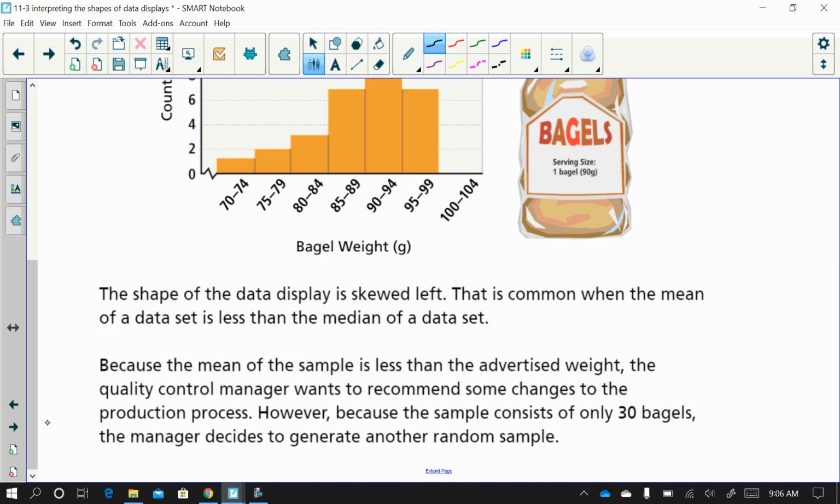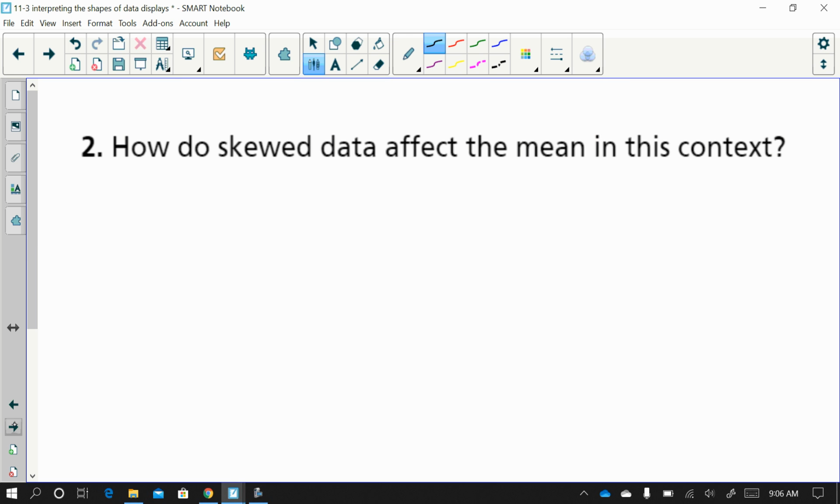So this sample says we have something that's wrong. We need to change some things. Well, let's try another random 30 bagels and see what happens.